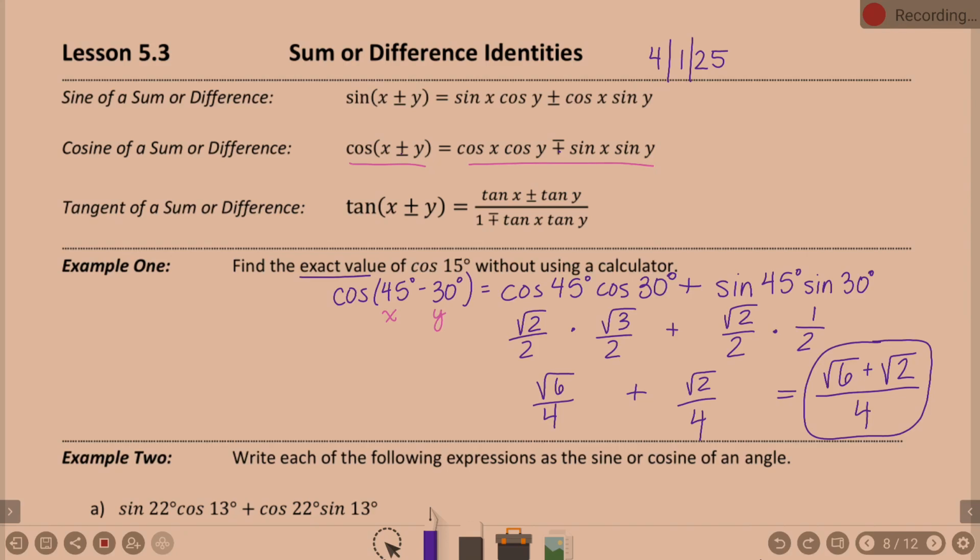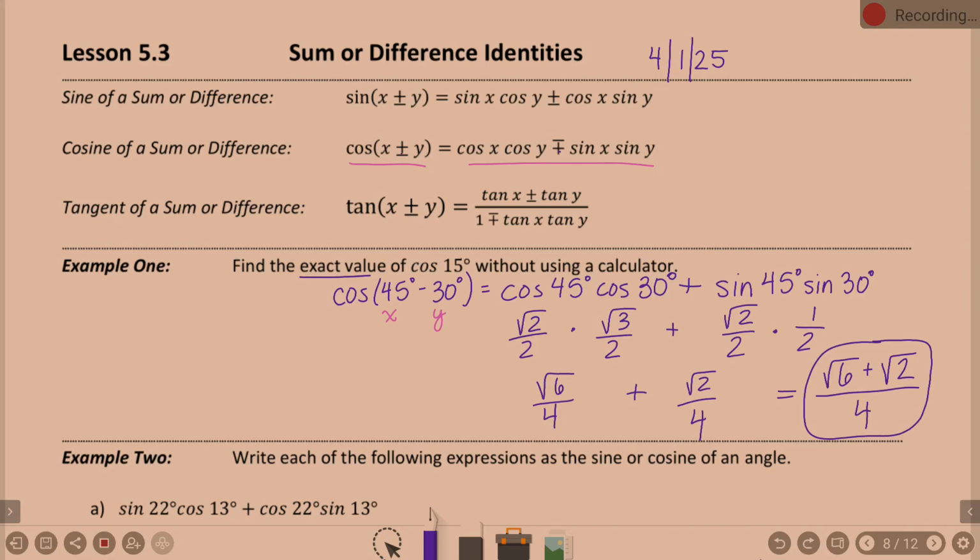Okay? Questions here? This is just an example of how we use the identity. It's a pretty easy identity to use once you understand them. I think the first 10 problems in homework are doing stuff like this.